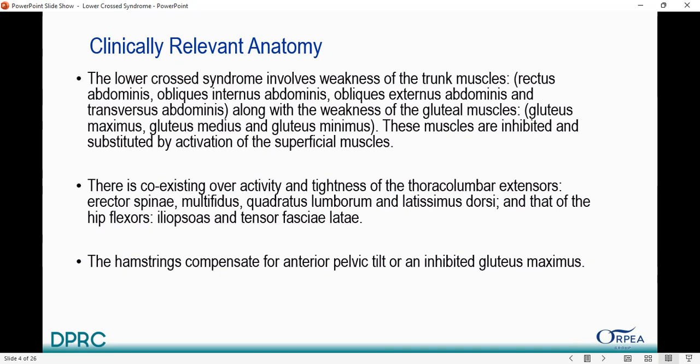There is also overactivity and tightness of the thoracolumbar extensors, that is erector spinae, multifidus, quadratus lumborum, and latissimus dorsi, and that of the hip flexors also, that is iliopsoas and tensor fasciae latae. The hamstring muscles compensate for anterior pelvic tilt or an inhibited gluteus maximus.